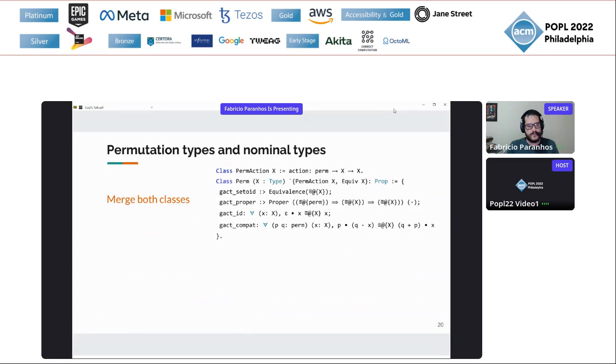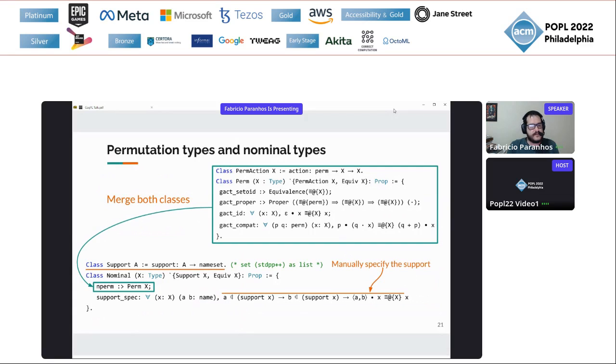To solve this, we merged both classes into one class only, which represents the permutation type, as we call it. That is just a type with a notion of action of permutation. With that class, we can finally show our nominal type class. As I have said, we are working with some non-unique support that has to be manually specified by the user, as in the Support class. But first, the user has to manually verify that this definition of support really has the support property we're looking for.